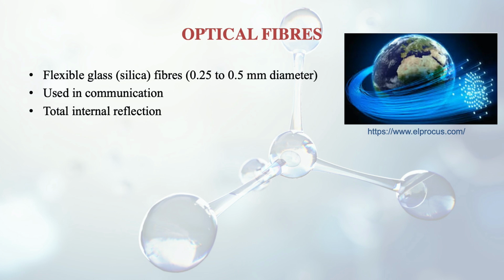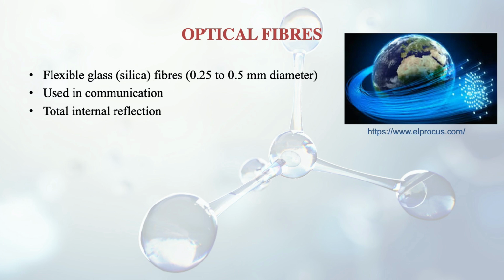Optical fibers are basically flexible glass fibers of diameters varying from 0.25 to 0.5 mm. They are used for fiber optic communication, and this is the backbone of today's communication in the world. Fiber optic communication basically involves transmitting pulses of infrared light through the optical fibers using the process of total internal reflection. Now, why is fiber preferred over electrical cabling? The reasons are 2. Number 1, it provides a high bandwidth, and number 2, it provides immunity against electromagnetic interference.